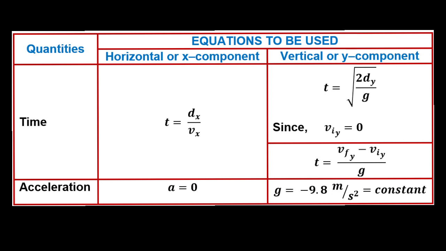It is very important for you to solve time in any of these components because it would mean that you will be able to solve any other quantities of any of these components as well. Acceleration in the x component is equal to 0 because the horizontal velocity is constant, while the acceleration in the y component is always constant, which is equal to negative 9.8 meters per second squared.